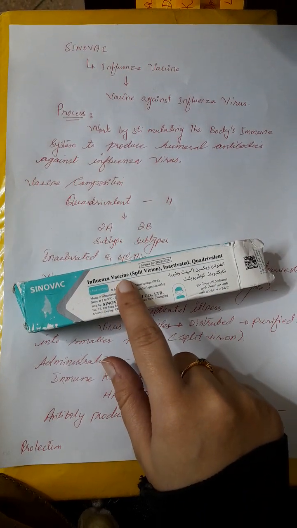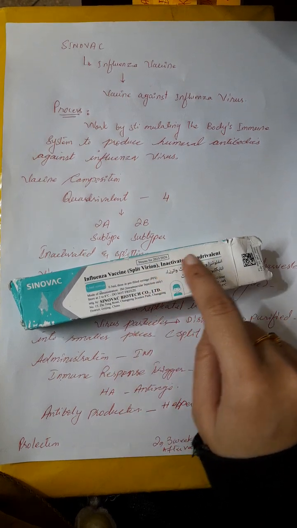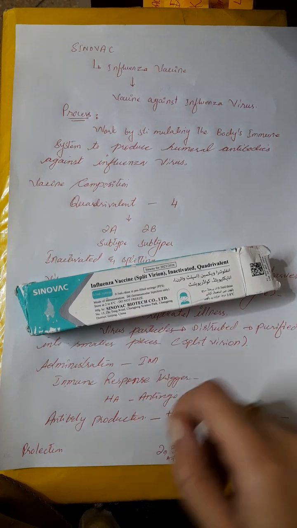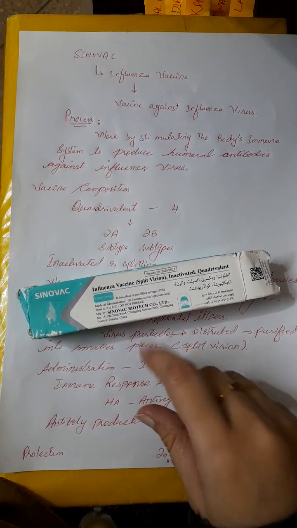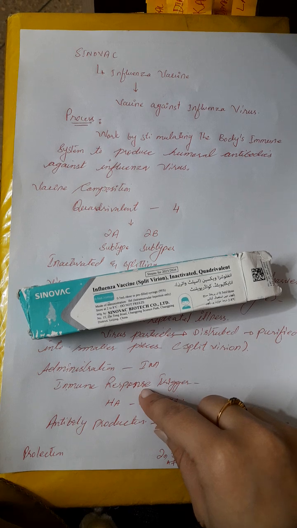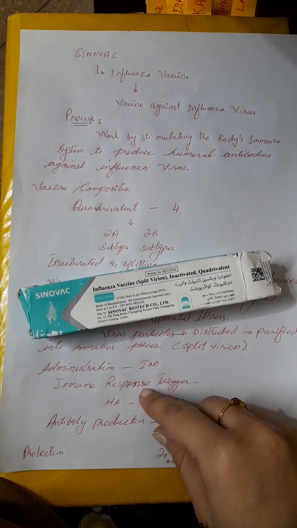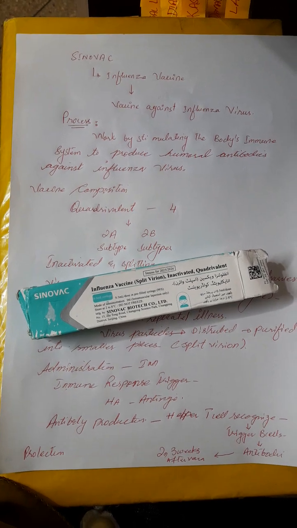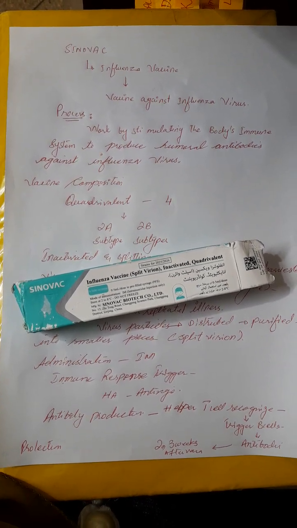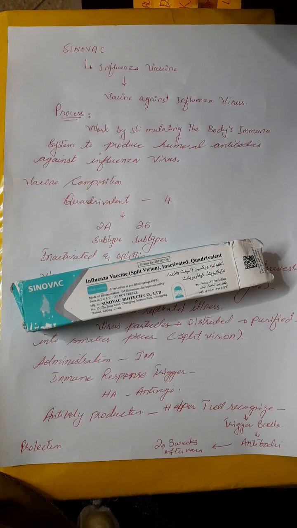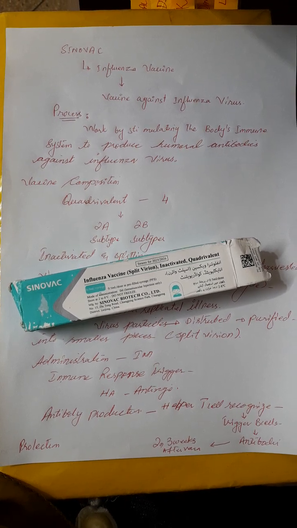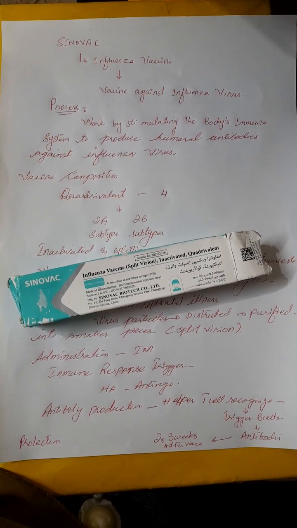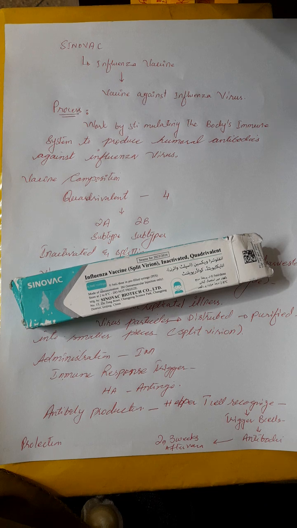Basically, this is an influenza vaccine which is split-virion, inactivated, and quadrivalent. So this is the name, and now I am going to tell you about the process of the Sinovac influenza vaccine. It works by stimulating the body's immune system to produce humoral antibodies against the influenza virus. This process provides active immunization and protection against the four specific strains of influenza virus included in the vaccine. What is the mechanism of action?